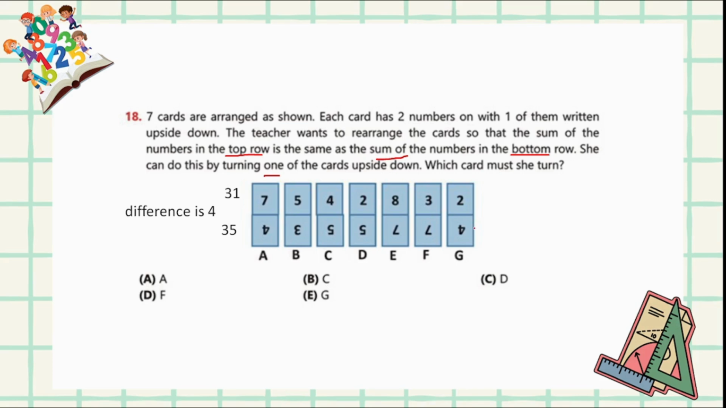If we flip our card G, then 4 will be written above and 2 will be written down. As we have added 2 more, like it's 4 and 2 was already in the total, so we will add 2 more. So the total of the upper row will be 33. Now in the lower row there was 4 already, but now we have 2. So we can subtract 2 out of the total, that is equal to 33 again. So option E is the correct option. We will flip our G card.